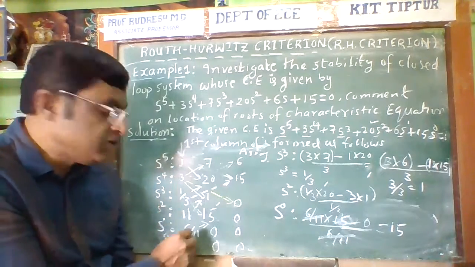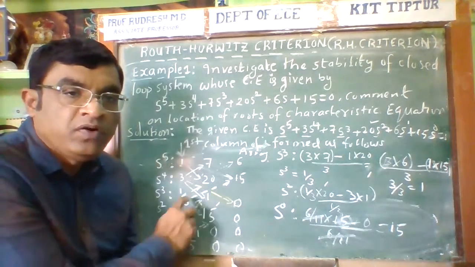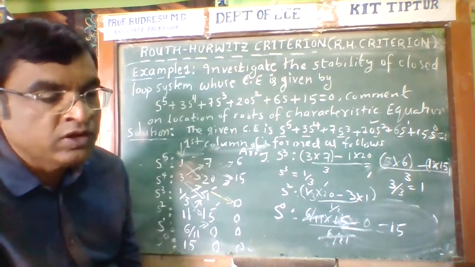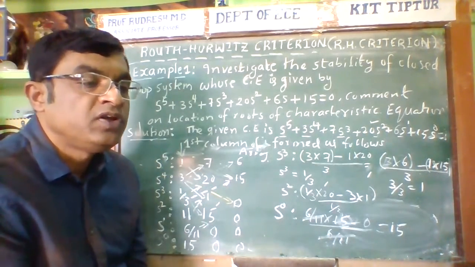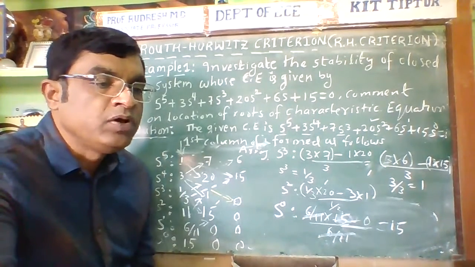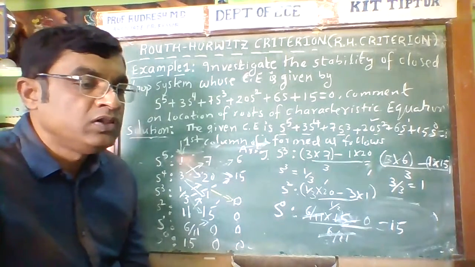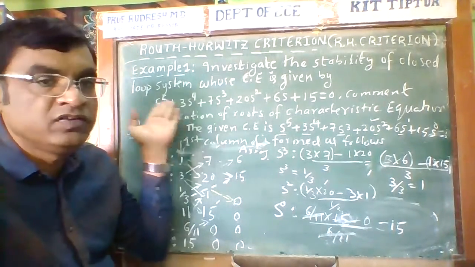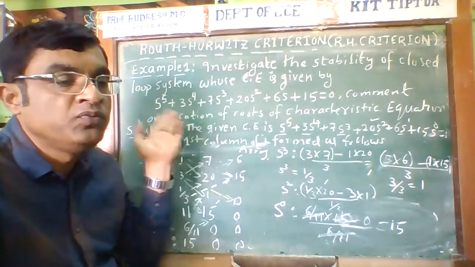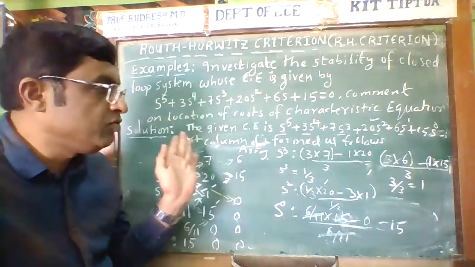The system stability depends upon the sign of the elements. If all the elements of the first column are positive, then the system is stable. Therefore, by observing the first column of the row array, the system is stable because all the elements of the first column are positive. Therefore, all the 5 roots, because it is a fifth order equation, are lying on the left half of the S plane.